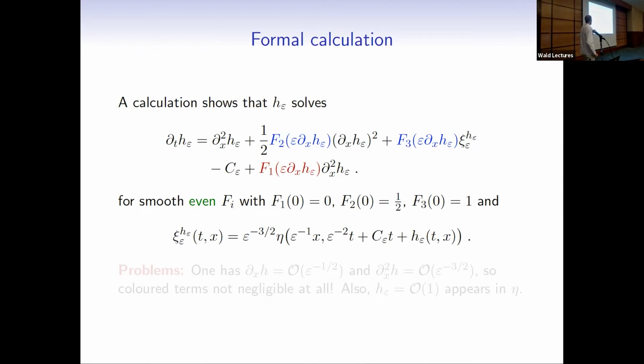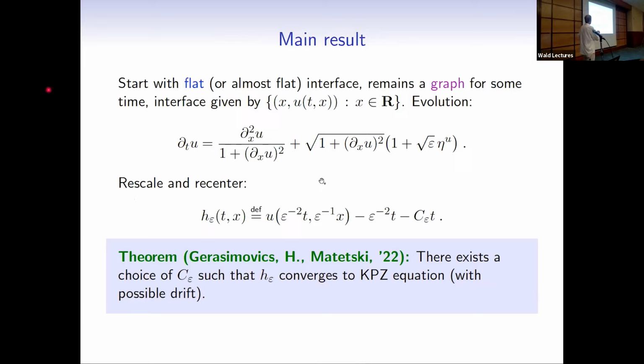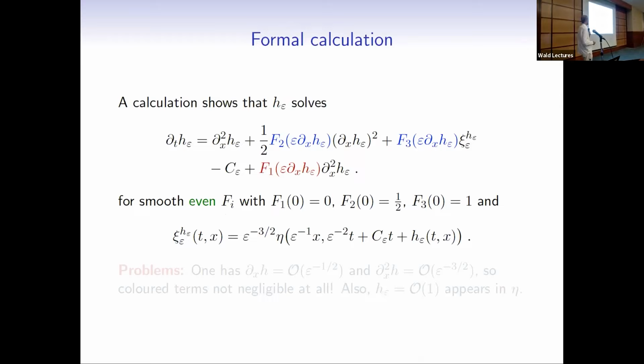So let me just show you the formal calculation. So if you take this equation here, the equation for the graph, and then you just rescale it according to the scaling and you subtract something like that, then you can just write down what you get. You get something sort of horrible looking, but I can just write it down in this way for some functions, F1, F2, F3, which happen to be smooth and even functions that are basically one up. Oh, I see that I put too many halves. So I added the half here. So that means that that should be one.